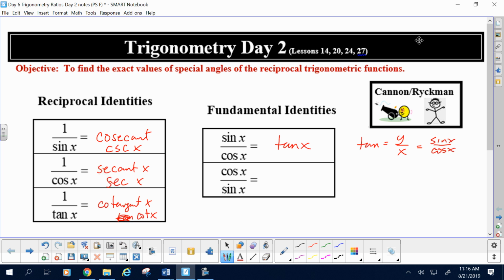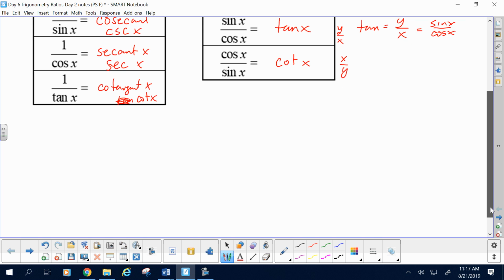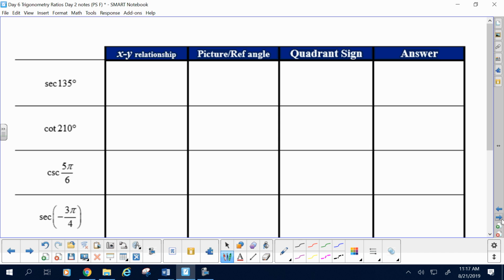Cosine over sine then is the reciprocal of tangent, and therefore tangent is sine over cosine. Cotangent is cosine over sine. So if you like, you can find the cotangent by taking the x over the y, and the tangent is the y over the x if you have a unit circle and points. All right, so cool. Let's proceed.